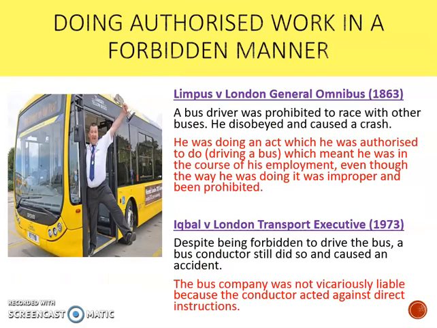We always compare the case of Limpus and Iqbal on doing authorised work in a forbidden manner. So in Limpus, he was acting in the course of employment, even though he was told not to race other buses. And that's a bit like Rose and Plenty. So he was still doing his job, but in a negligent way. Whereas in Iqbal, the employer was not liable here because they told him, do not drive the bus. Basically, he was suspended and he drove it anyway. And then they weren't liable then because he wasn't acting in the course of his employment. He shouldn't have been driving the buses at all.